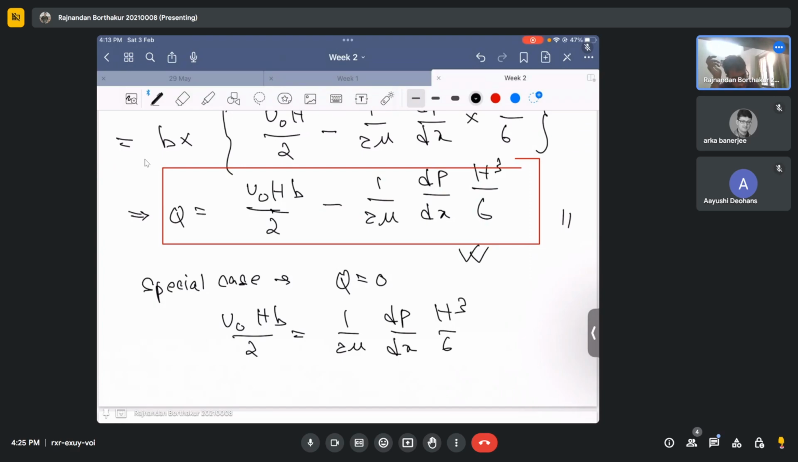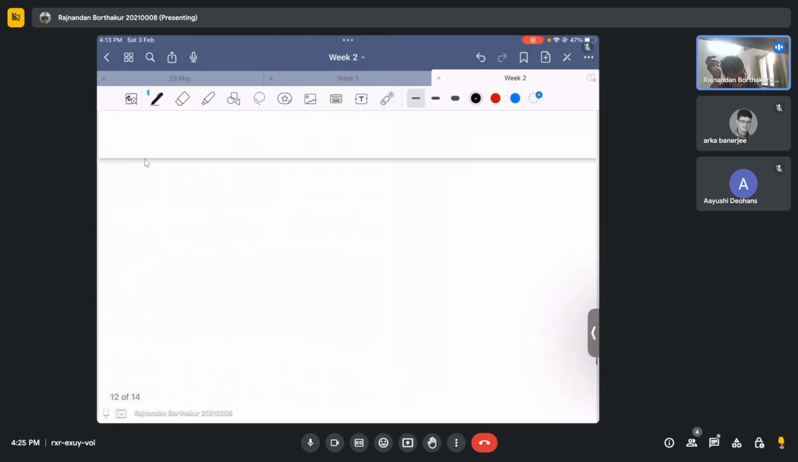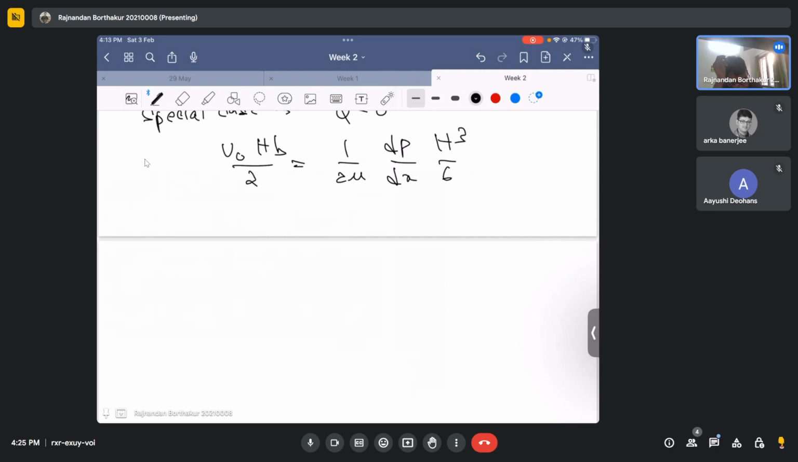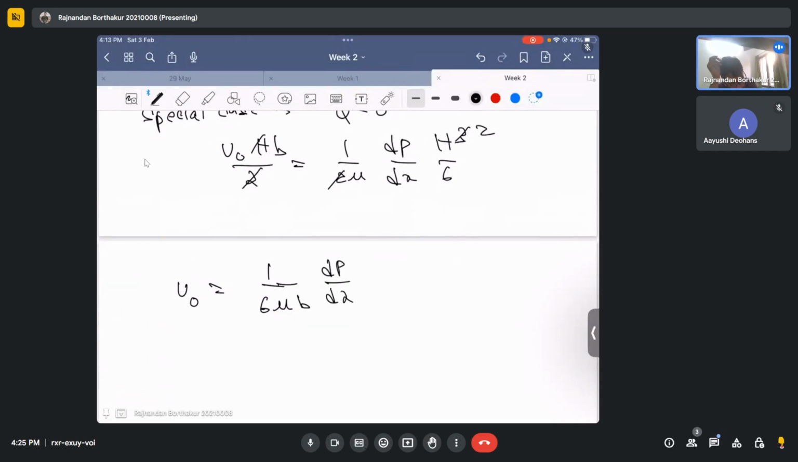Okay, let's simplify this. This 2 and 2 cancel out and this h cancels out. So this means u naught, let's see what we get. I get u naught equal to 1 by 6 mu b times dp dx times h square.